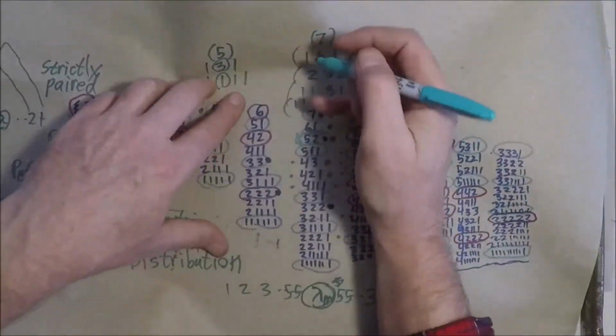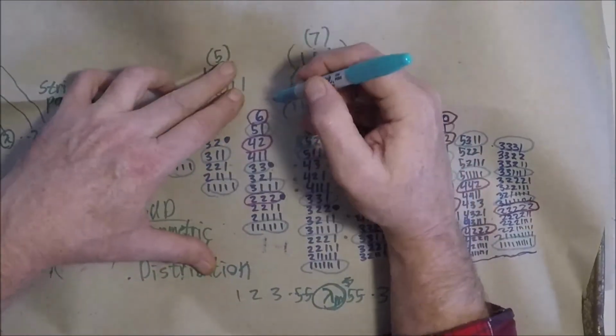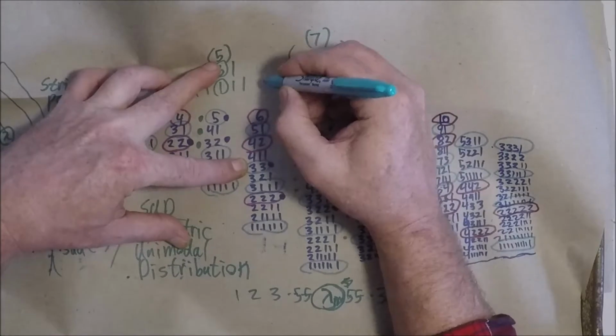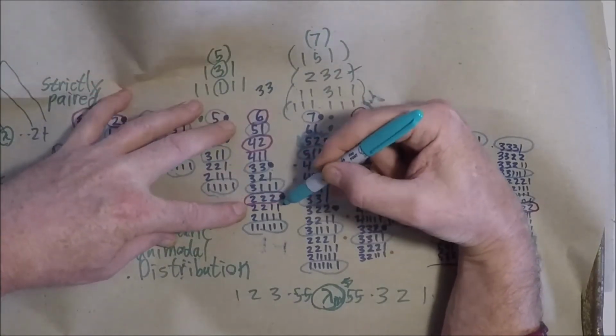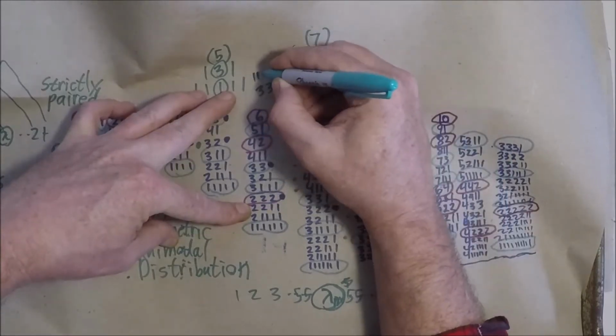Let's do 6. Where are our SBDs? Well, 3 3. Well, 3 3 is one, right? And 2 2 is not one. That's a unimodal. But here, 1 1 2 2. We can write that as 1 2 2 1.